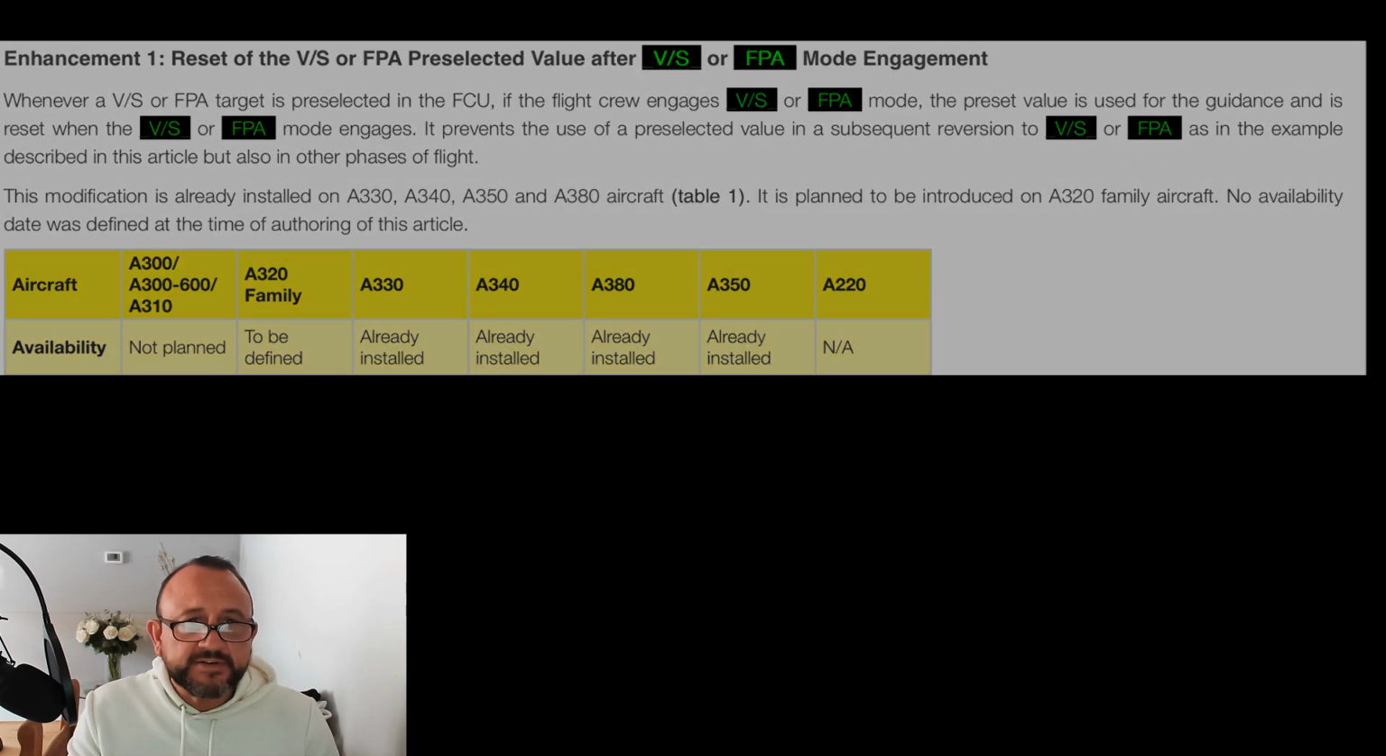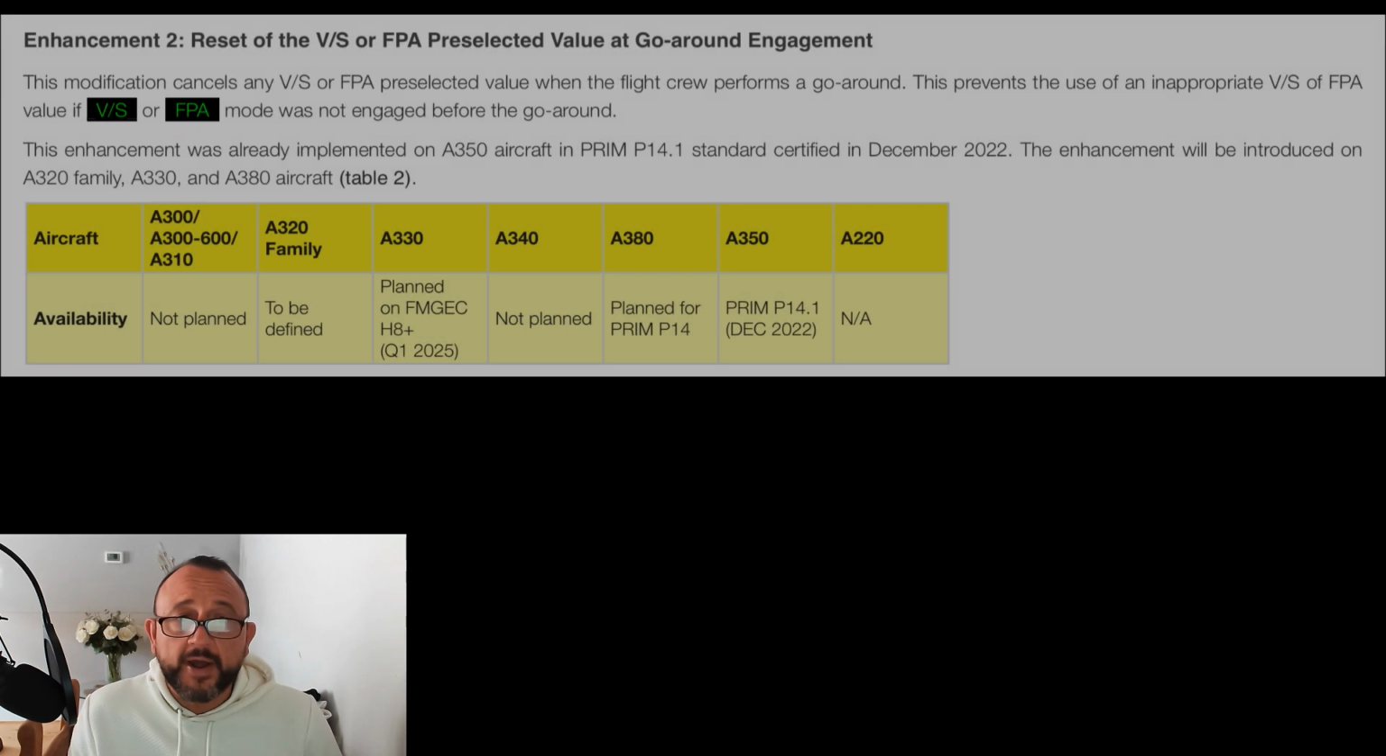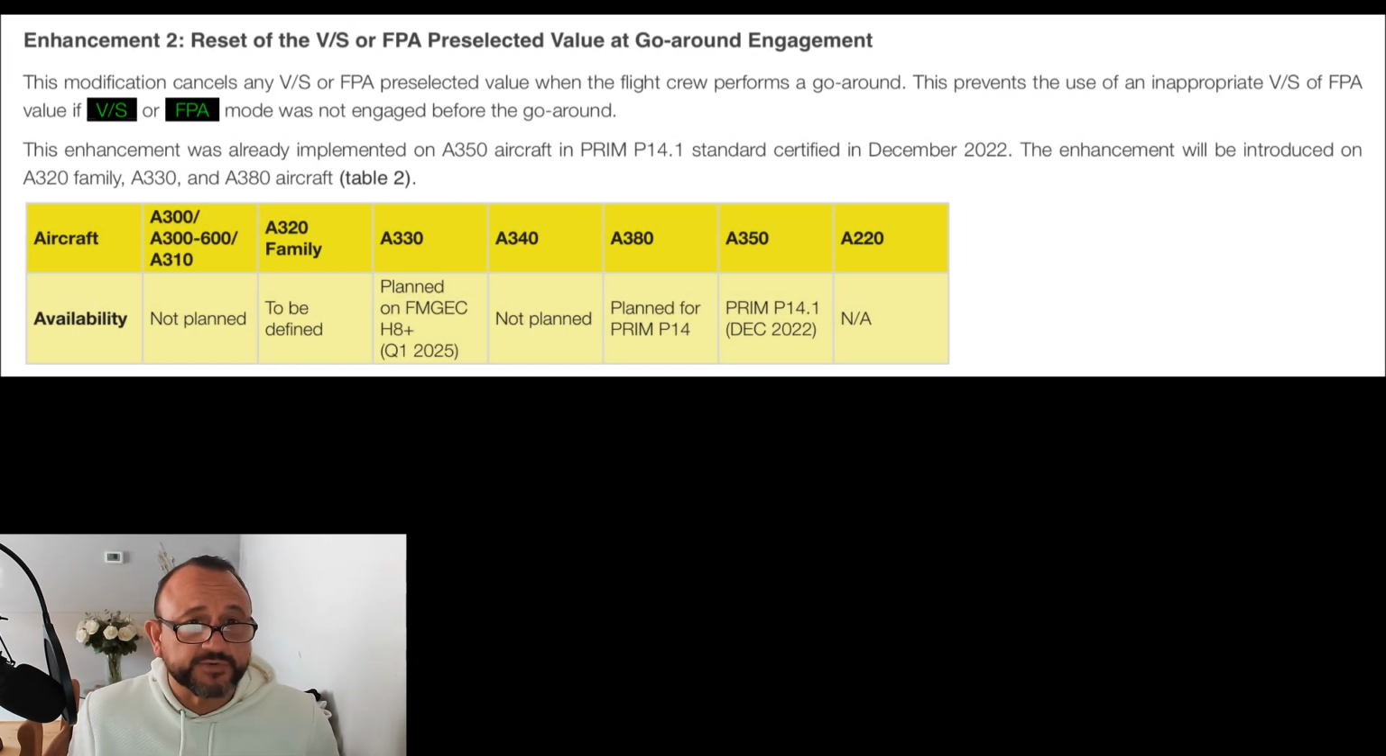Enhancement 2, the reset of VS or FPA selected value in a go-round engagement. This modification cancels any VS or FPA pre-selected value when the flight crew performs a go-round. I think that's a very important one. This prevents the use of inappropriate VS FPA if the value was not engaged before the go-round. So if you didn't select it before the go-round, it won't memorize it. And again, 320 sucks to be us. There's to be defined as to when, of course, that happens.